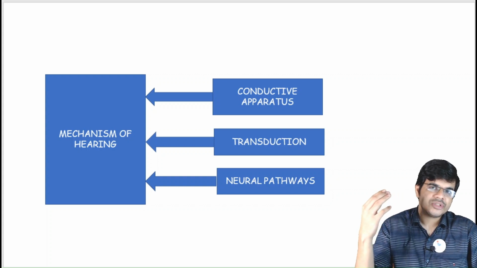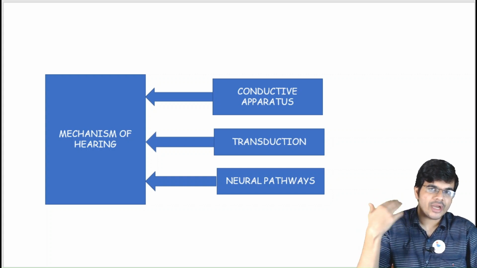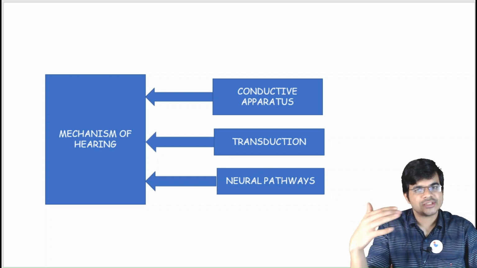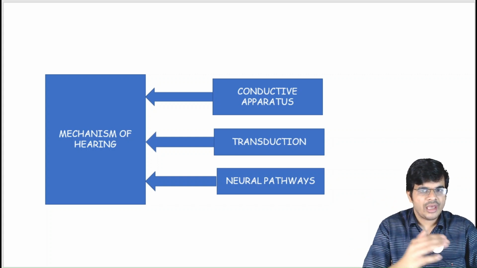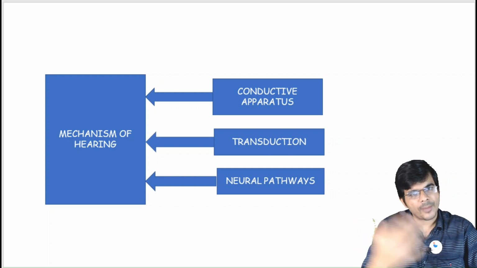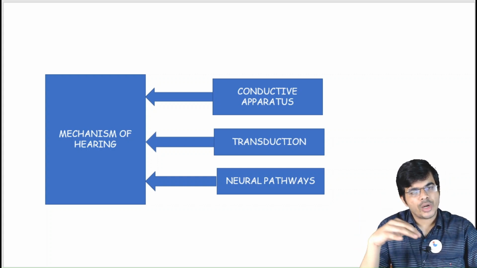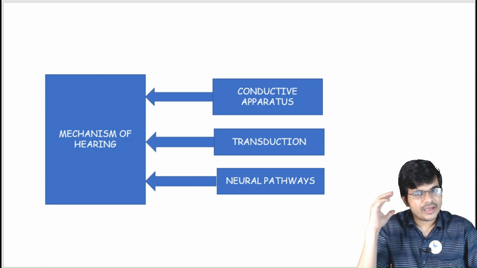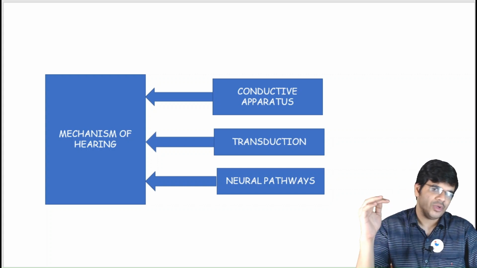From there, the sound waves are getting transformed into electrical energy, and that change in the form of energy is what is known as transduction. This electrical energy is then transmitted through the neural pathways, going through the brain stem to finally reach the brain's auditory area, the superior temporal gyrus.